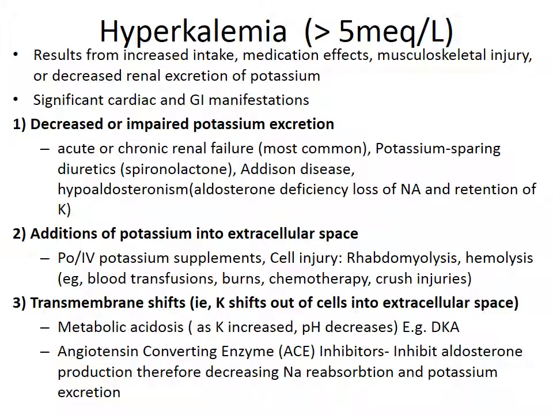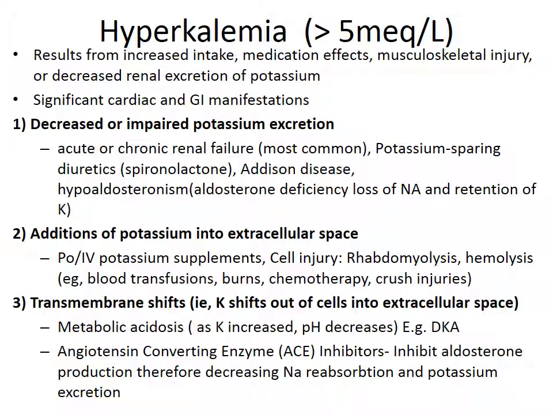Decreased or impaired potassium excretion in acute or chronic renal failure is the most common cause. Others include potassium-sparing diuretic overdose, such as spironolactone, Addison disease, and hypoaldosteronism, which is an aldosterone deficiency, loss of sodium, and retention of potassium. Additions of potassium into the extracellular space can happen with PO or IV potassium supplements, cell injuries, such as often found in rhabdomyolysis, which we'll talk about in class, or hemolysis, from blood transfusions, burns, chemotherapy, or crush injuries.